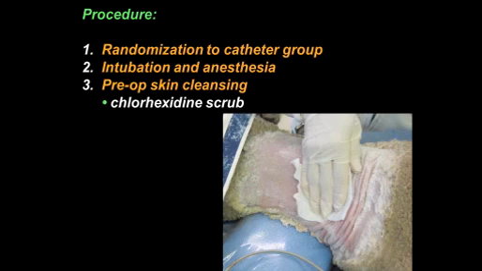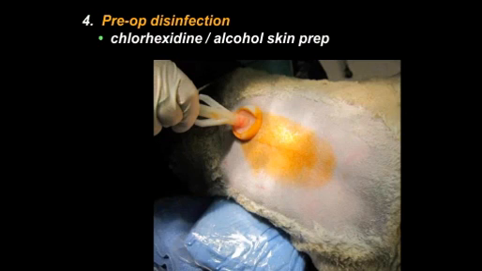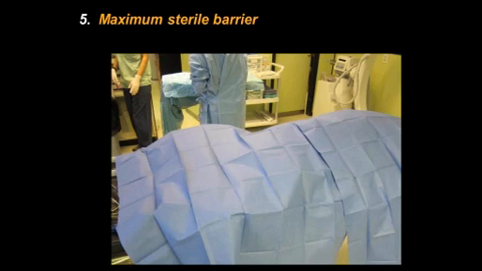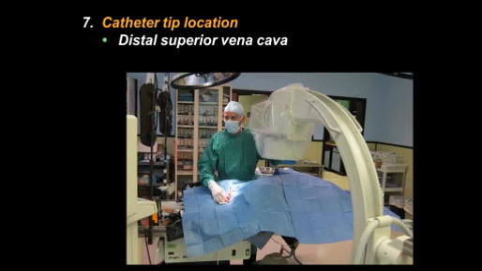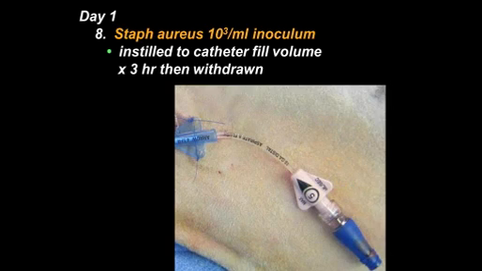Very briefly on the procedure, the sheep were randomized to the catheter group. They were intubated and put under anesthesia. The preoperative skin cleansing was done with a rigorous chlorhexidine skin scrub. It was followed, after the sheep was taken to the operating room, with a chlorhexidine and alcohol skin prep. Maximum sterile barrier was utilized in the OR. The catheter was inserted by the modified Seldinger technique. Catheter tip location was confirmed by fluoroscopy in the distal superior vena cava.